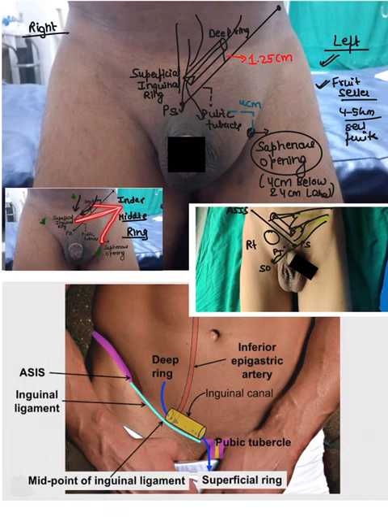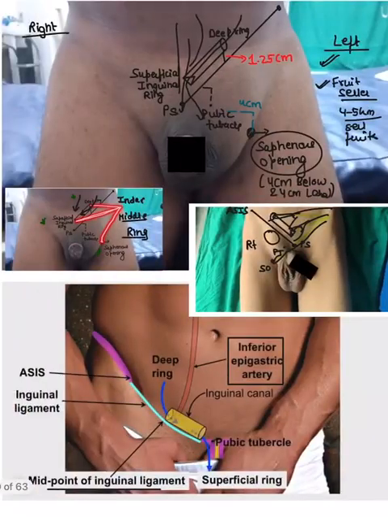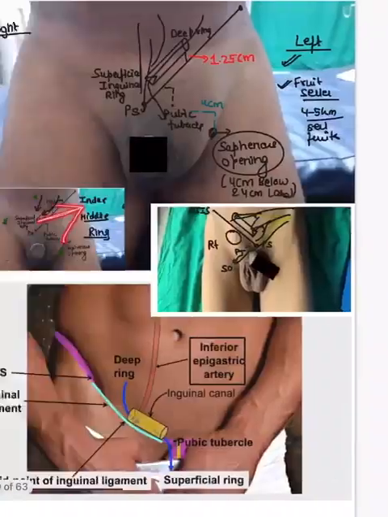This is a diagram that shows the similar thing. So basically this is the marking. You have the deep ring. This is the inferior epigastric artery, which is the landmark, and you have the midpoint of the inguinal ligament. Do you see? Now, what we need to know is that this helps to differentiate.